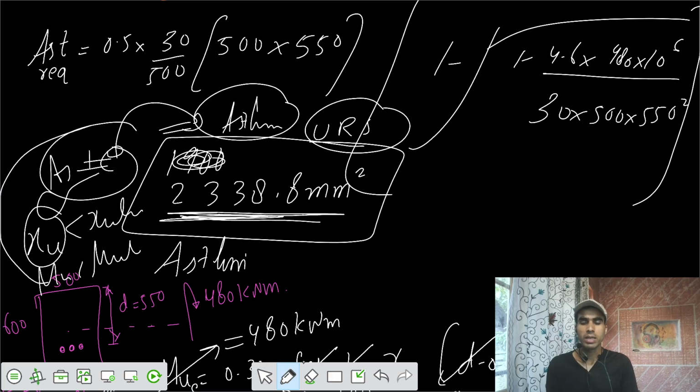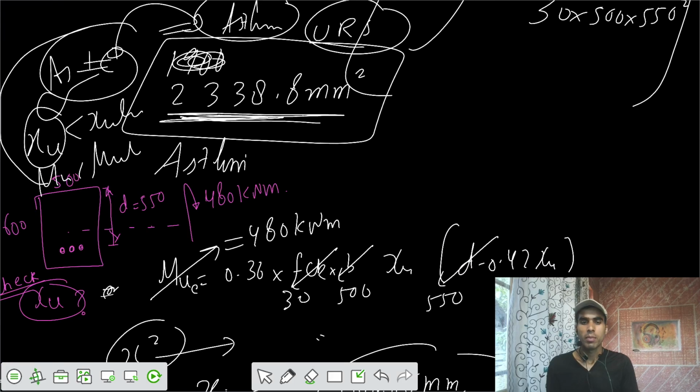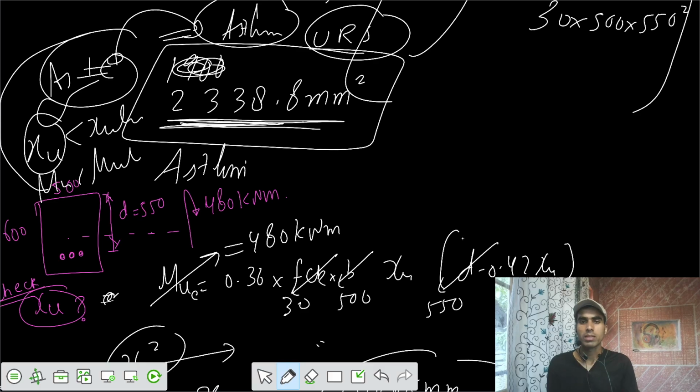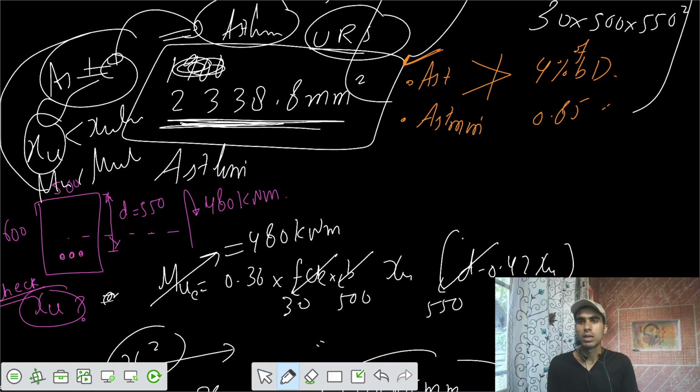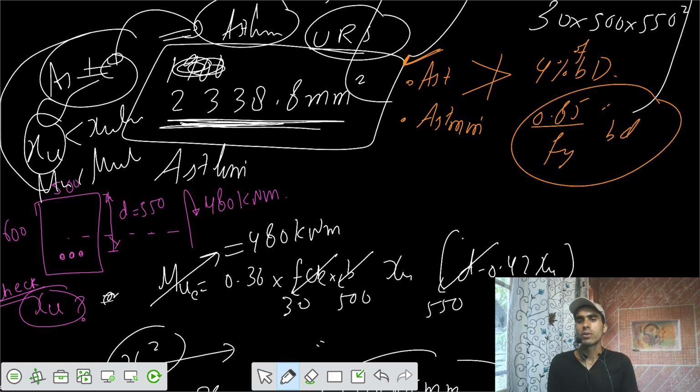Once we have that Ast, we also can check it with respect to maximum and minimum values. One of the maximum values is that Ast should not be more than 4% of bD. This is one check, and Ast is always lesser than this value. And one more is that Ast minimum should be 0.85 by fy times bd. You can solve that, check the value of this one, and still it would be safe.